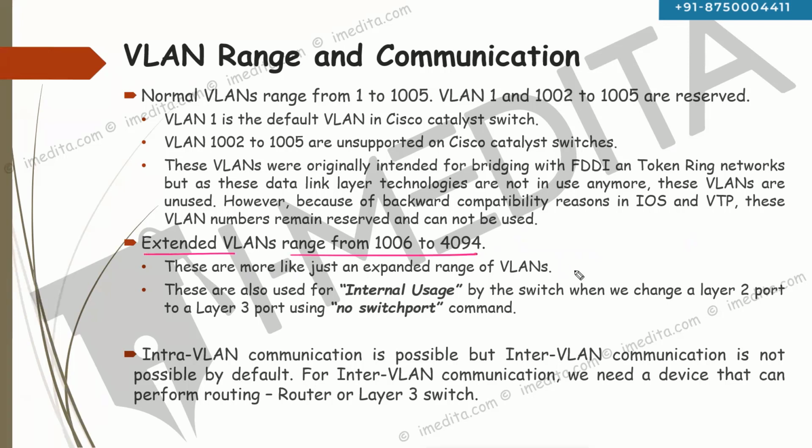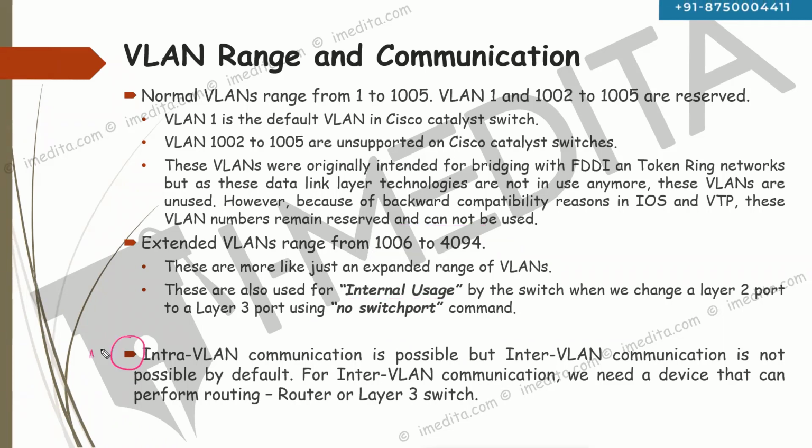Extended range VLANs are used just like normal range VLANs. These are also used automatically by the switch for internal uses when we change a layer 2 port to a layer 3 port using the command no switchport. We have already talked about this in our second class, and you can watch the recording for the same. When I change the port from layer 2 to layer 3 using no switchport, the switch is going to use a VLAN from this range for that purpose. This is what we call internal uses.